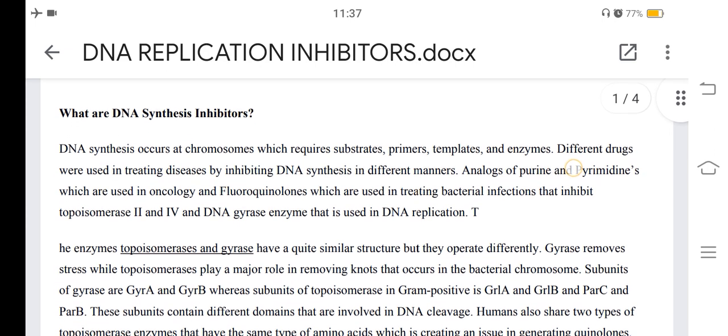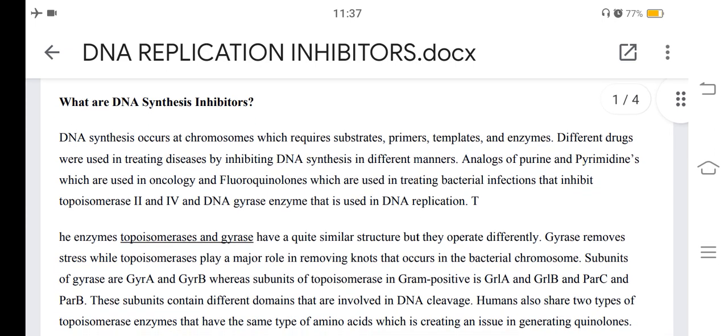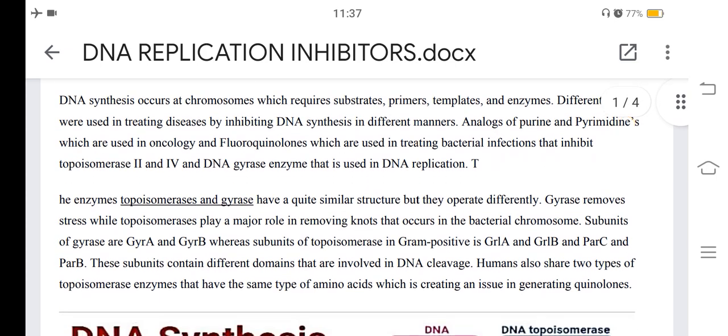DNA synthesis occurs at chromosomes, which require substrate, primer, template, and enzymes. We know that. Different drugs are used in treating diseases by inhibiting DNA synthesis in different manners: analogues of purine and pyrimidines, which are used in oncology, and fluoroquinolones, which are used in treating bacterial infections, inhibit topoisomerase 2 and 4, and the DNA gyrase enzyme that is used in DNA replication.